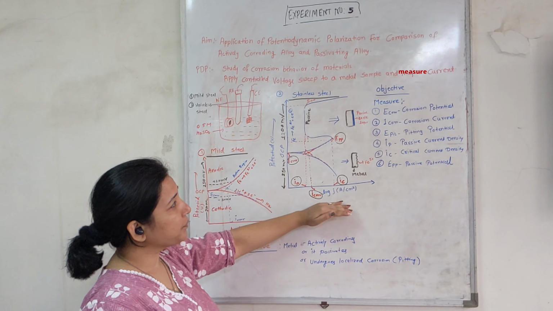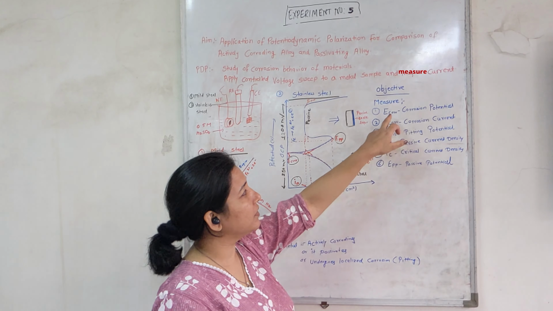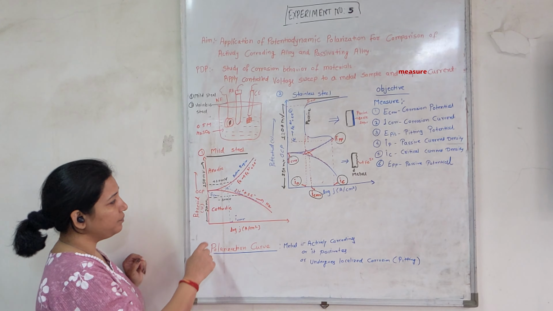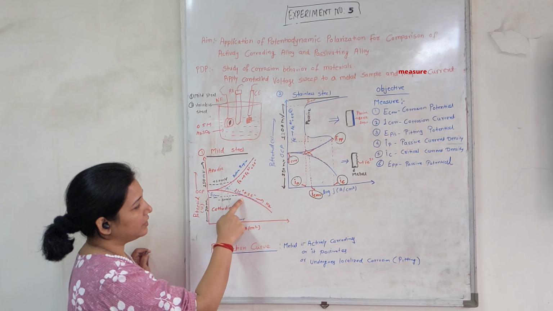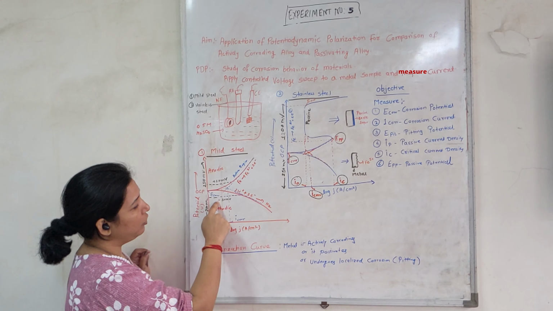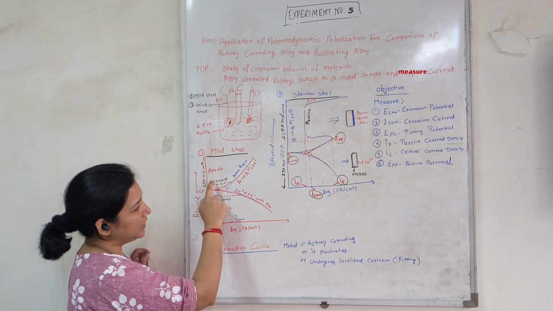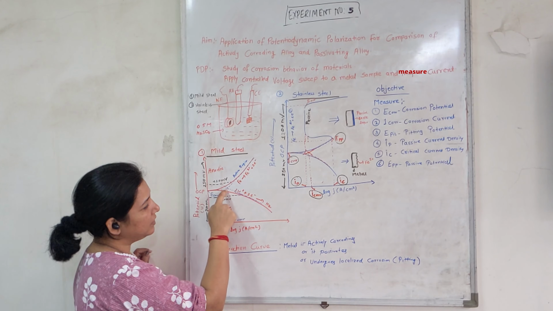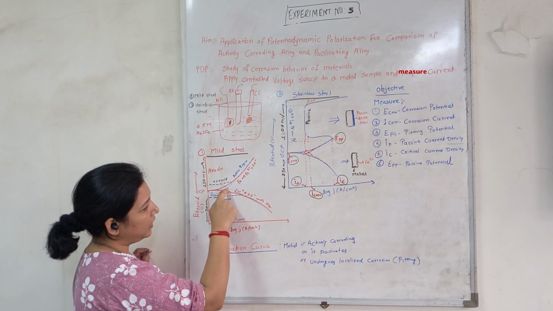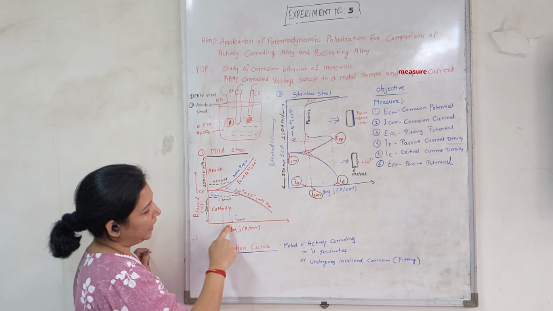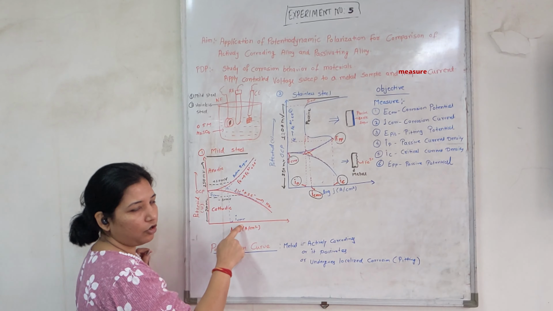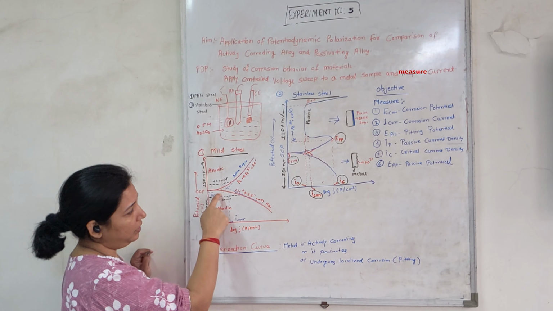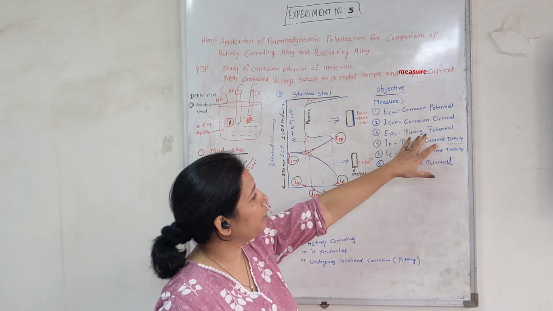So now we will see what the objectives of this experiment are. The first one is to find out the corrosion potential and corrosion current. For that, you need to take the slopes 50 millivolt below the OCP and 50 millivolt above the OCP, and then extrapolate these slopes to where they intersect. At this intersection, the x coordinate is the corrosion current, and the y coordinate is your corrosion potential.